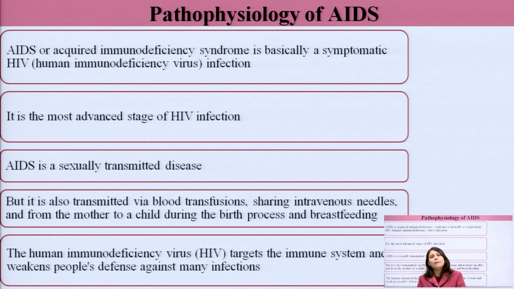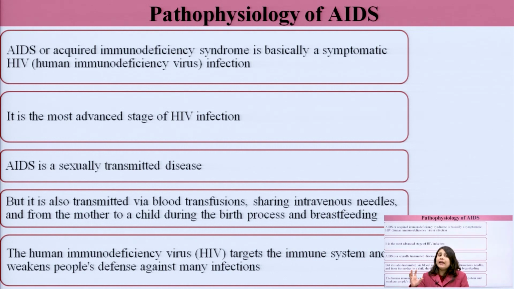Now, we come to the pathophysiology of AIDS. AIDS, or acquired immunodeficiency syndrome, is basically a symptomatic HIV infection. HIV stands for human immunodeficiency virus. So, when we say AIDS, it is basically symptomatic HIV infection. That is, HIV infection is not itself a disease. AIDS is basically the outcome of the opportunistic infections that occur due to HIV infection. It is the most advanced stage of HIV infection.